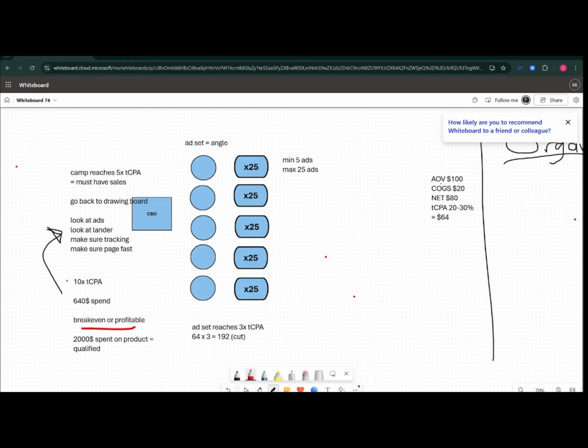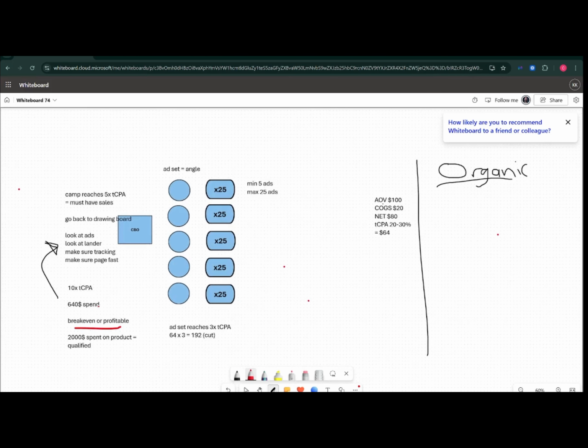Now, if you have $2,000 in spend, usually that's enough to qualify a product. So if it's still break even between here and here, you need to go back to the drawing board. Especially if you made some tweaks to try and get it profitable and it doesn't work, move on at this point, right? We want to get that success.